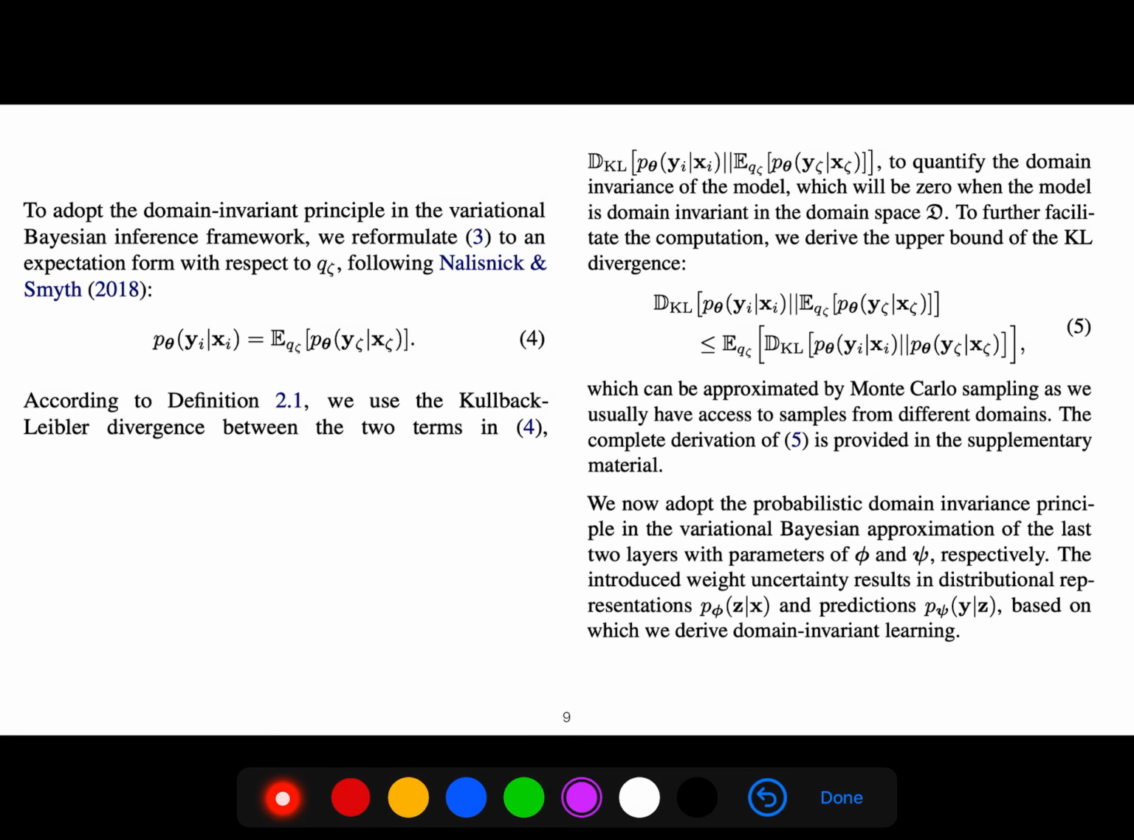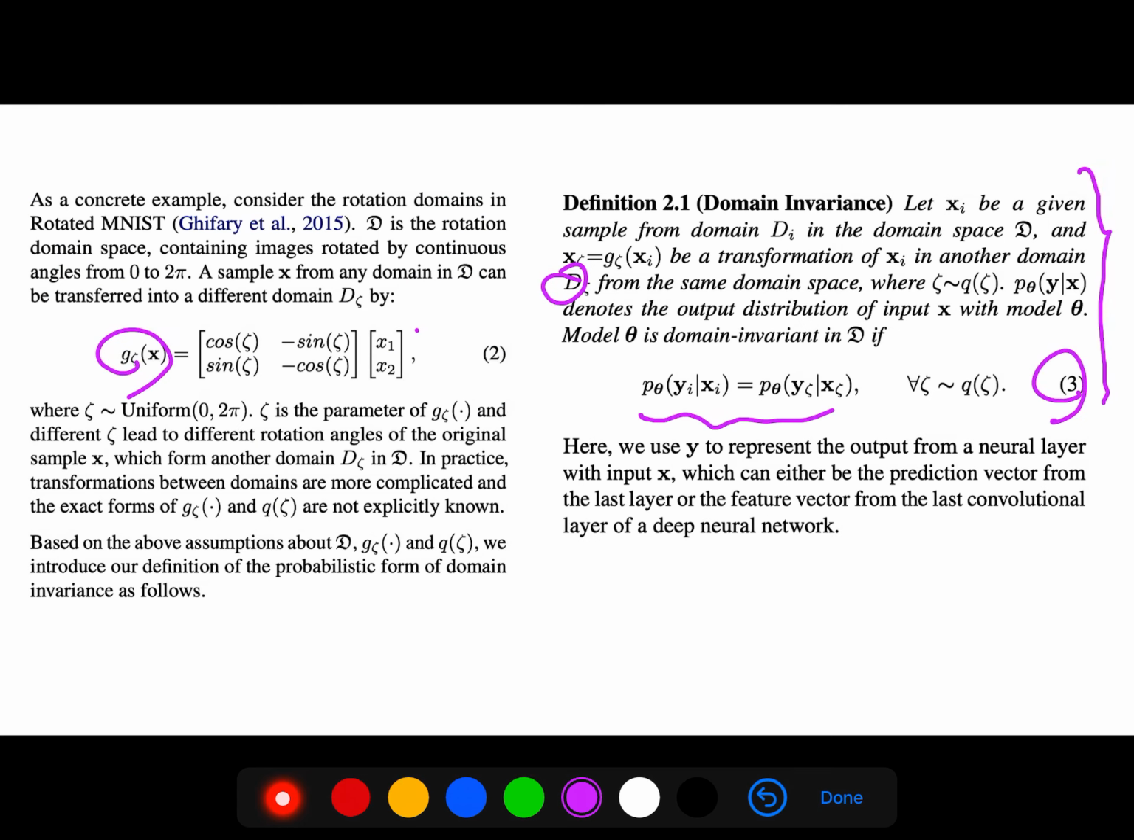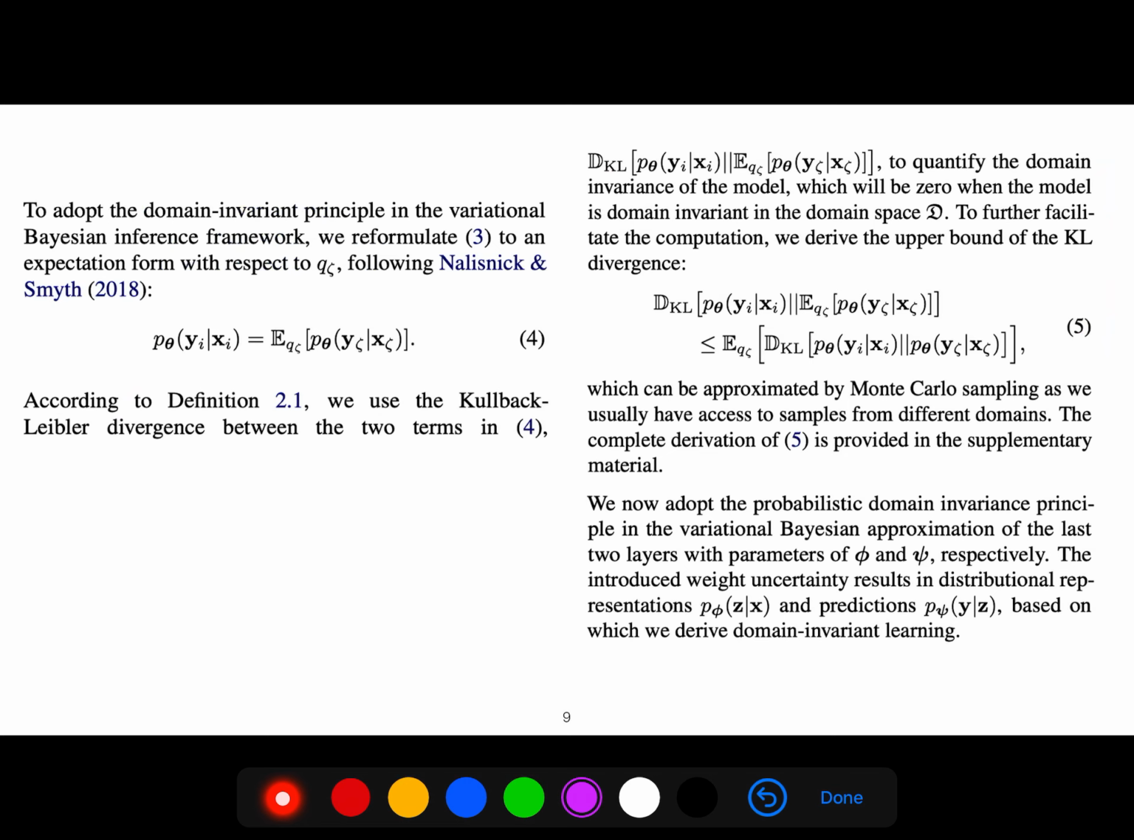So to adopt the domain invariant principle in the variational Bayesian inference framework, we formulate this relation into an expectation with respect to q zeta. We use the Kullback-Leibler divergence between the two terms again, but this time we are using this expectation to quantify the domain invariance. And we derive this upper bound of the KL divergence, which can be approximated by Monte Carlo sampling.